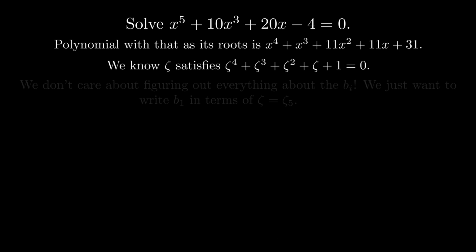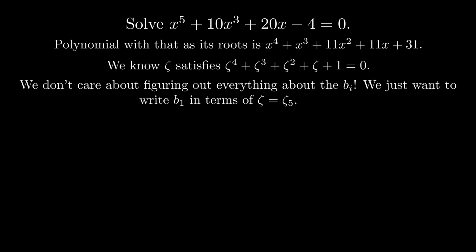We don't give a flying fladoodle about the Bi. They're just a vehicle to getting to the zeta. So let's make the assumption that we're right and say B1 equals C1 zeta plus C2 zeta squared plus C3 zeta cubed plus C4 zeta to the fourth. You might be confused why we're using that form instead of 1, zeta, zeta squared, and zeta cubed. It's more symmetric this way, and it doesn't make a difference.